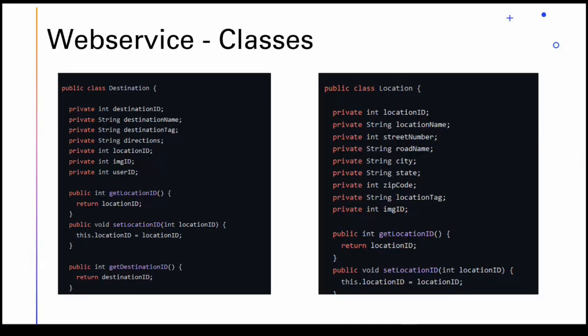And then this is how the web service works behind the scenes. These are the classes for it. This is the class for the destinations, class for location. There's a bunch more getters and setters as you'd expect, but essentially it does that for every single variable in here.